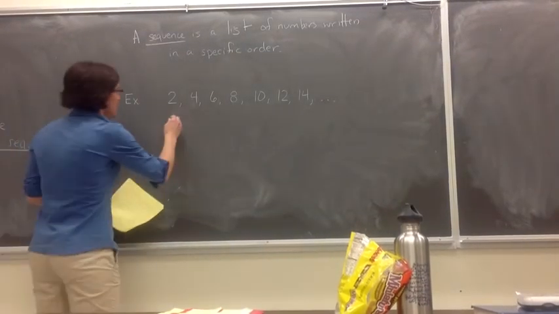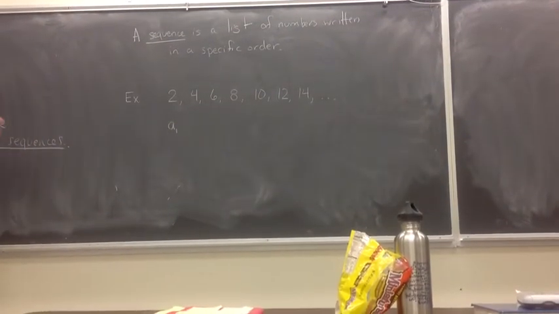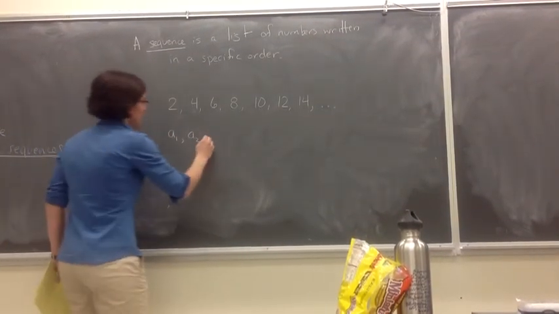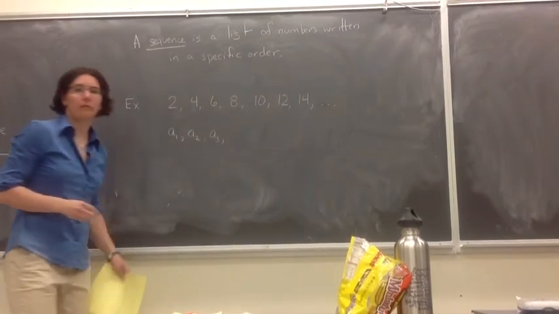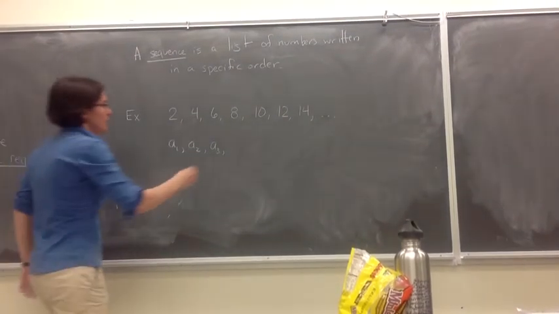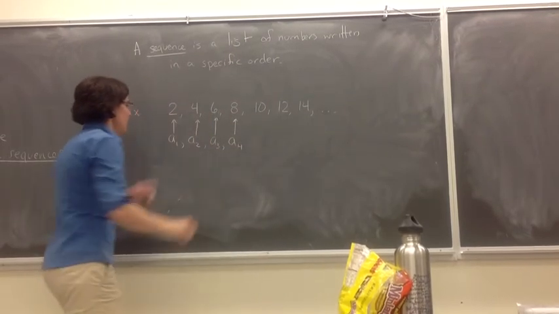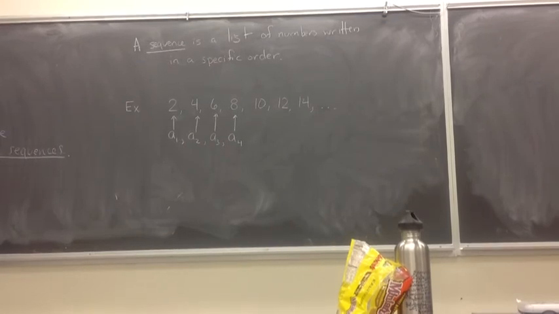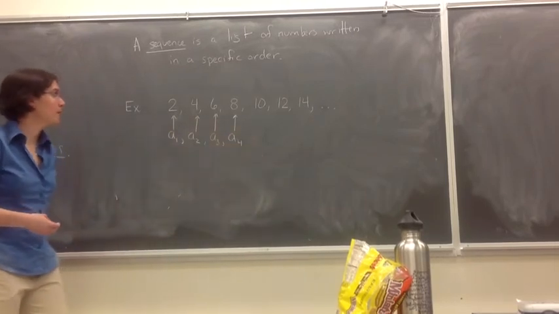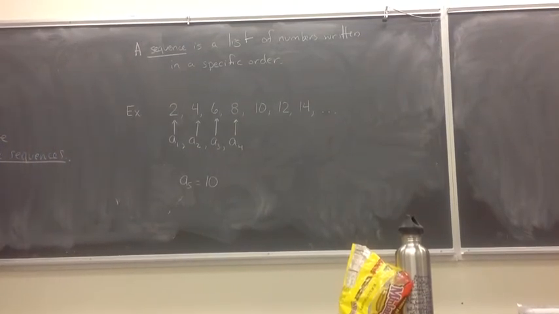All right, and so I can give these guys names, and so I might call the first term in my sequence, my list of numbers, A subscript 1. My second number is going to be A subscript 2. My third number will be A subscript 3. And then I can keep going, and I've got A4. So each of these, the A is saying our sequence name is A, and the subscript is the list number in our sequence. And so I might say that A5 is equal to 10, for example.